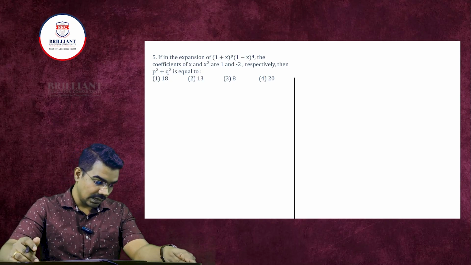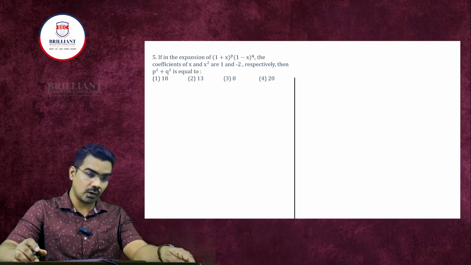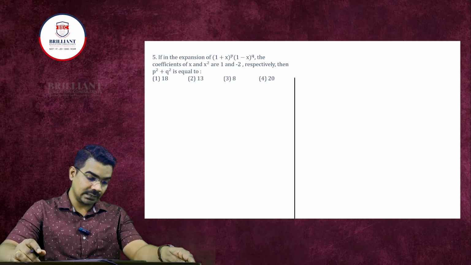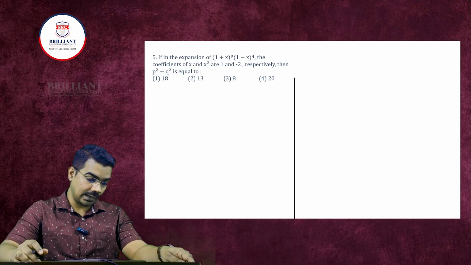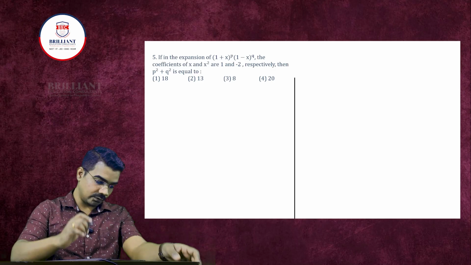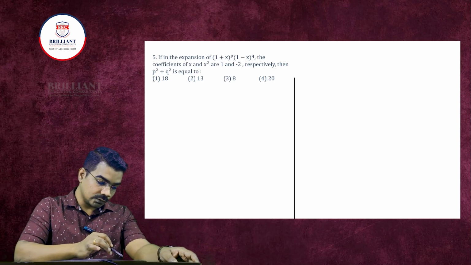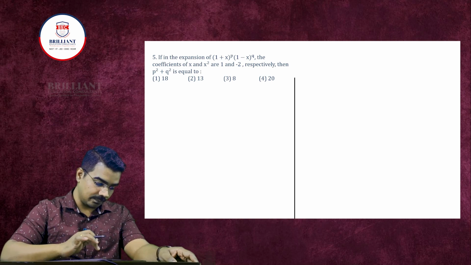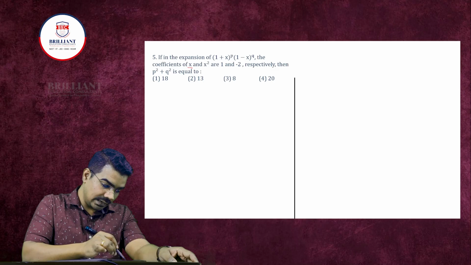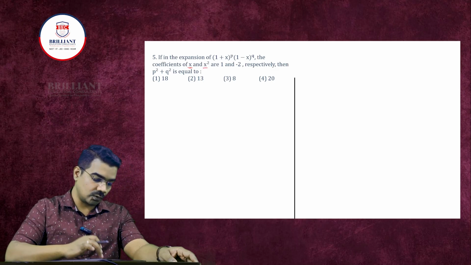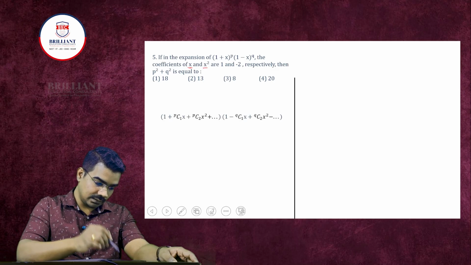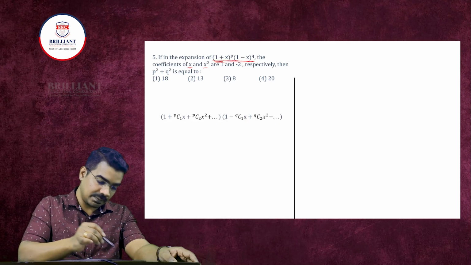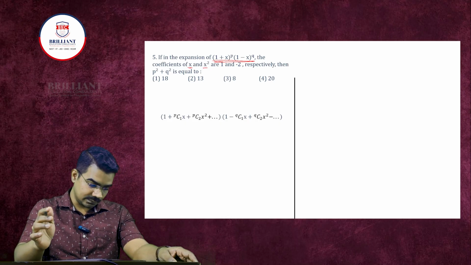So the next question: if in the expansion of 1 plus x the whole raised to p into 1 minus x the whole raised to q, the coefficients of x and x square are 1 and minus 2 respectively, then p square plus q square is equal to. So we have to find out p square plus q square. For that we have to find out the values of p and q from the expansion. As here in the question, only the x and x square coefficients have been asked, so we can expand the given binomial expression because only the first 2-3 terms are required.